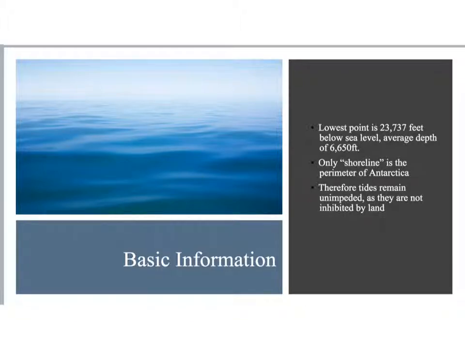Now, just to get some establishing information out of the way, it has a very deep lowest point at 23,737 feet below sea level, but the average depth is only about 6,650 feet. And the only thing you could consider a shoreline is the perimeter of Antarctica and the perimeter of all the small islands around it. Therefore, the tides in general remain pretty unimpeded because there's no land to inhibit them, so they function differently than they do in other parts of the world where there's lots of land mass to affect the tides.